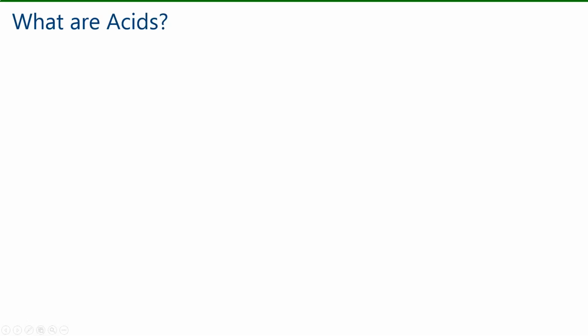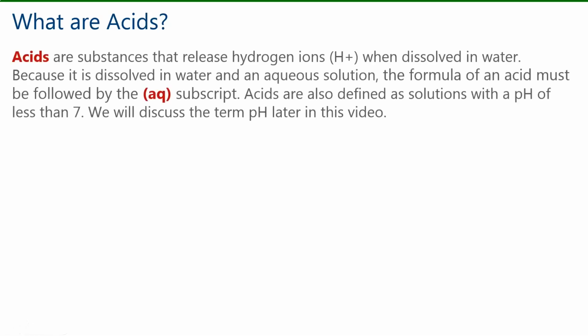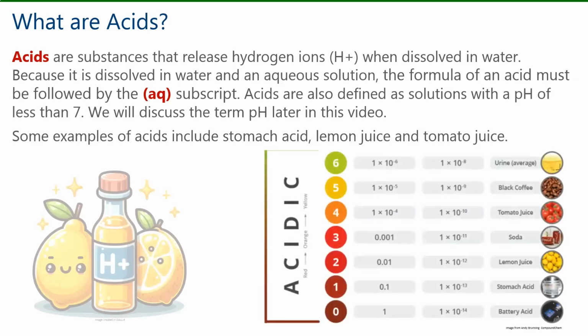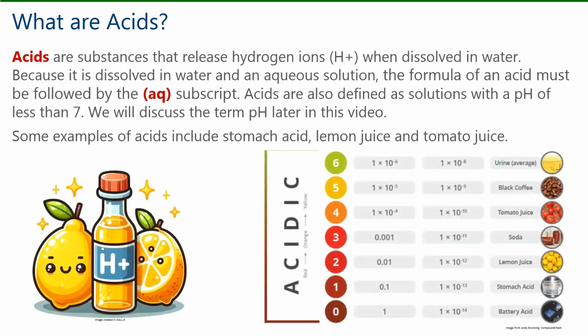So what exactly are acids? Acids are substances that release hydrogen ions, H+, when dissolved in water. Because it is dissolved in water, an aqueous solution, the formula of an acid must be followed by the aqueous subscript, which is an (aq) in brackets. Acids are also defined as solutions with a pH of less than 7. We will discuss the term pH later in this video. Some examples of acids include stomach acid, lemon juice, and tomato juice.